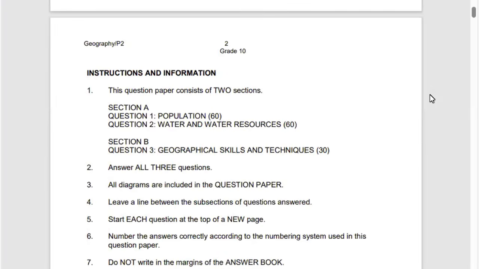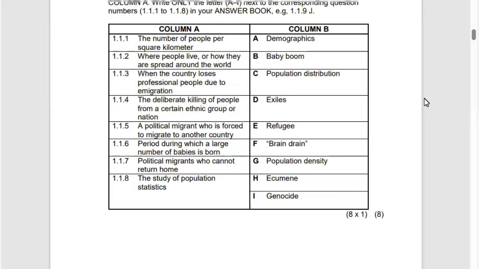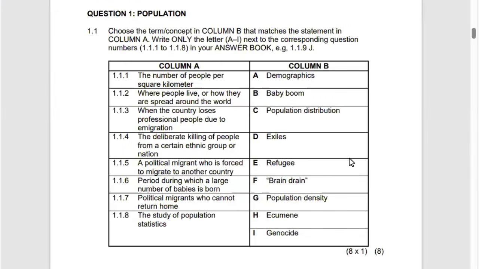Our question number 1, we understand that our focus area is population geography. It's a matching question, which wants us to match a description to the given geographical term. The number of people per square kilometer. Which item matches with the number of people per square kilometer? We find that it is our population density, which is G.